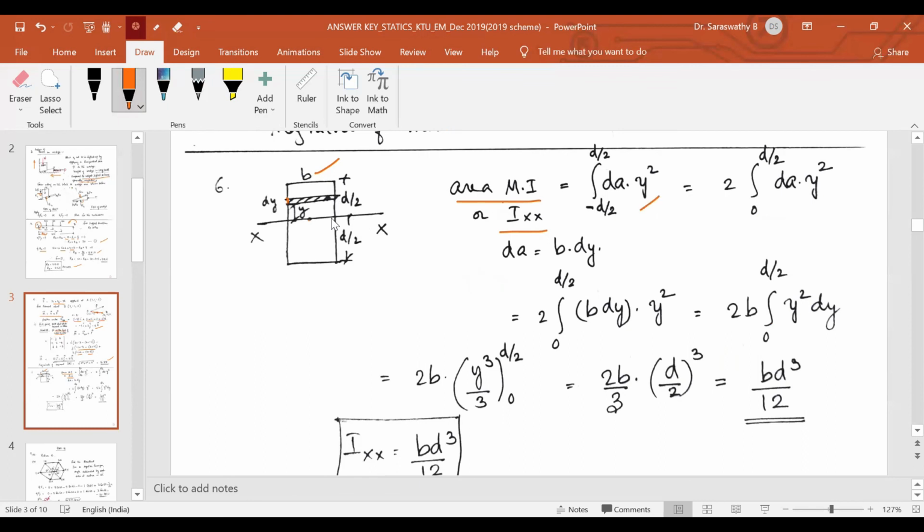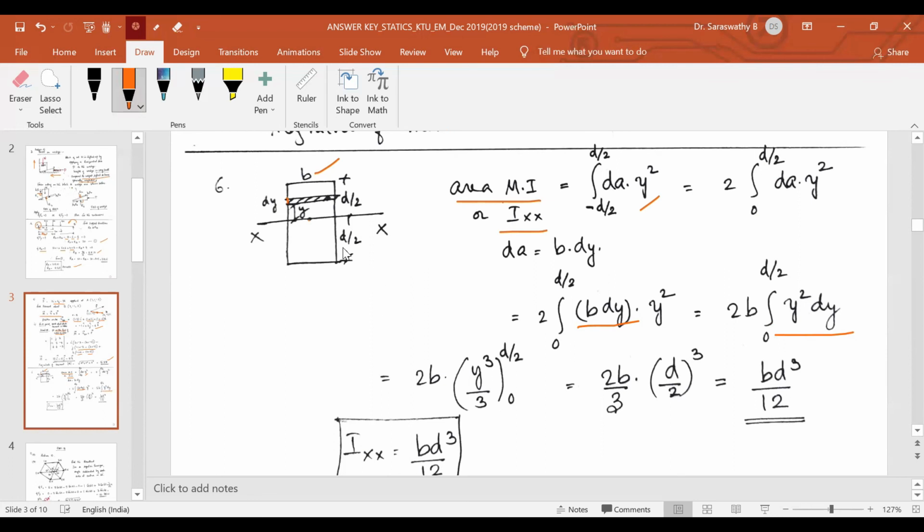Elemental area into y square. The second moment of the area is called the moment of inertia. So this area is b dy, which I have written here. It is located at y from the CG. So y into y, second moment means y square. dA into y square, where dA is substituted as b dy. So I'll take b outside. Integral y square dy. Integral y square is y cube by 3.